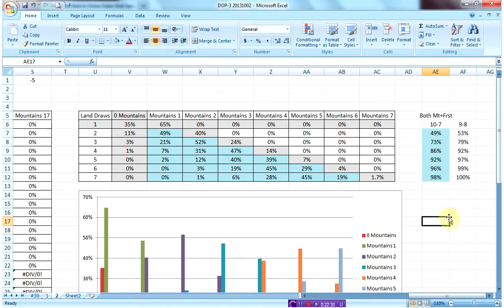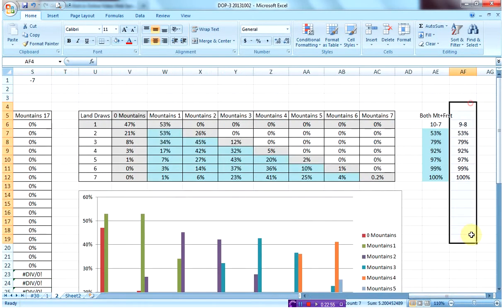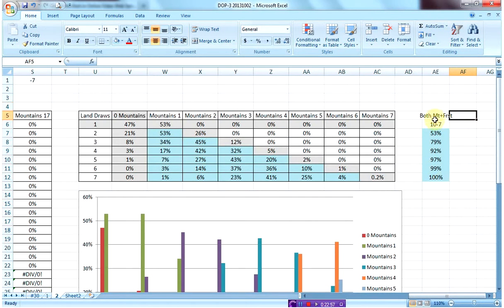But the other thing we can do is, in reality, we probably don't care how many land draws we have to be to get to this state. We want to know how many card draws we have to be to get here. So let's go ahead and put this back to 9-8. Done with that.